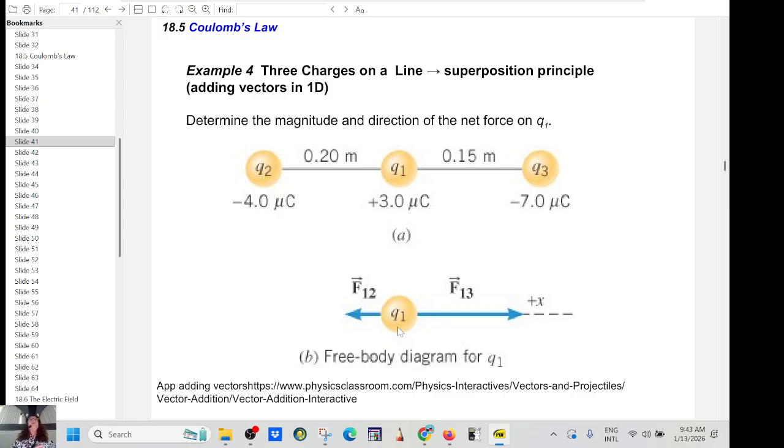Once you are done drawing, we are adding vectors. So the first thing to do is to find just the magnitude. We're going to find the magnitude, and then we're going to deal with the X component and Y component. And again, in Dropbox, you have tutorials about vectors, and you need to review that. I cannot do it for you. You have to do work on your own.